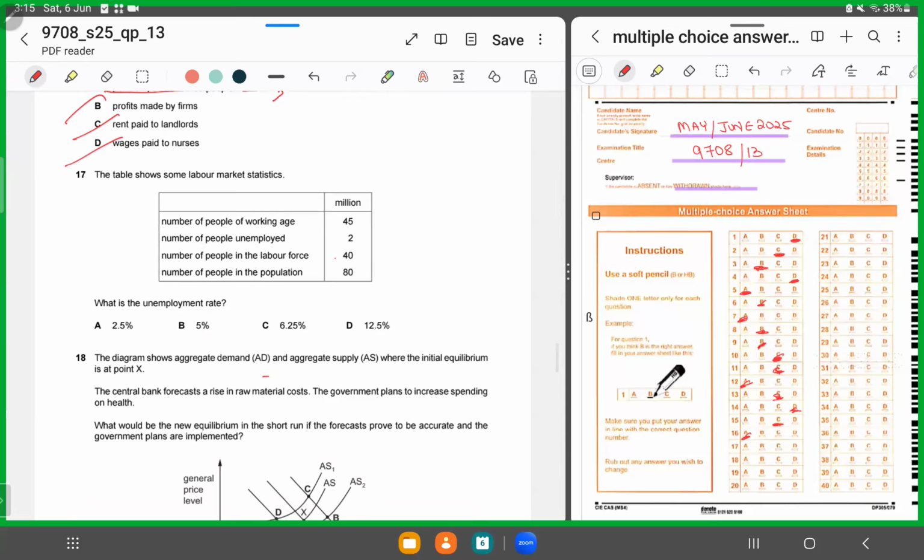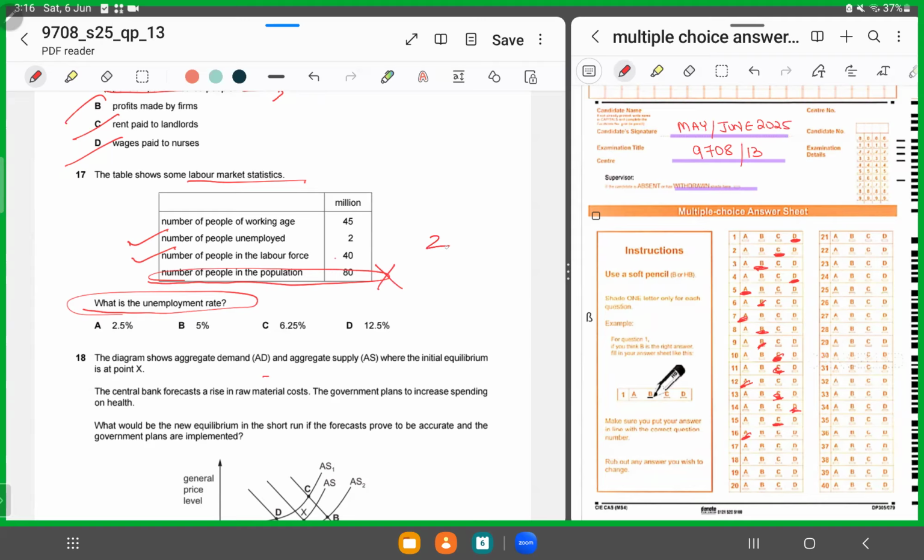Moving forward, MCQ number 17. The table shows labor market statistics. Now they're asking us what is the unemployment rate. In order to calculate the unemployment rate, we'll pick the level of people who are unemployed, divide it by the number of people in the labor force, and multiply it by 100. No, we'll not take the population. Total population is not to be taken, do not get confused.